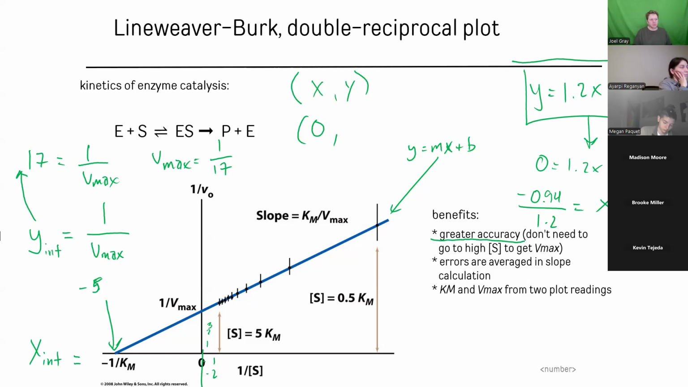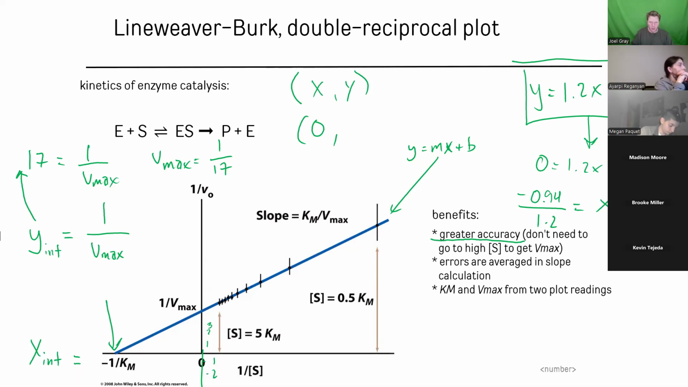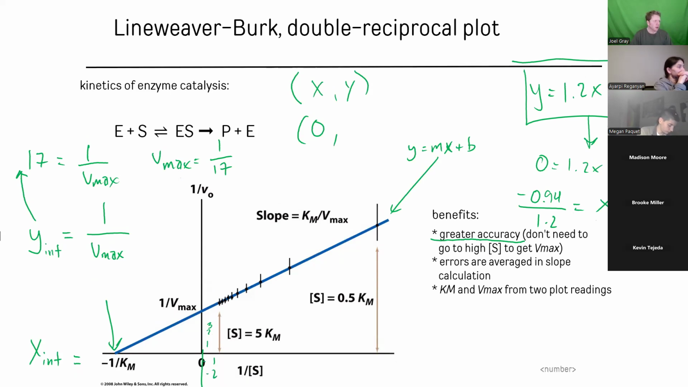Is that negative value significant? Absolutely. Because what I can then do is, if we went back to our equation, and just for the sake of reducing confusion and jumping all over the place, I'm going to use a calculator: 0.94 divided by 1.2. Now you get 0.783. That's my x-intercept. I'm going to set that equal to negative 1 over Km.